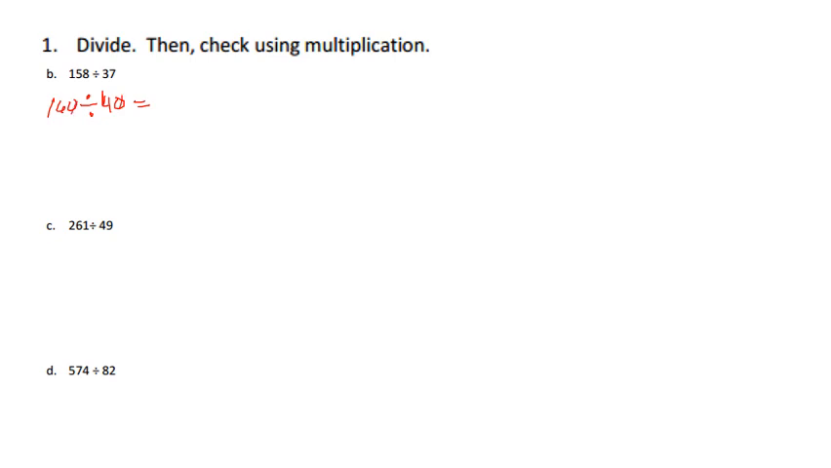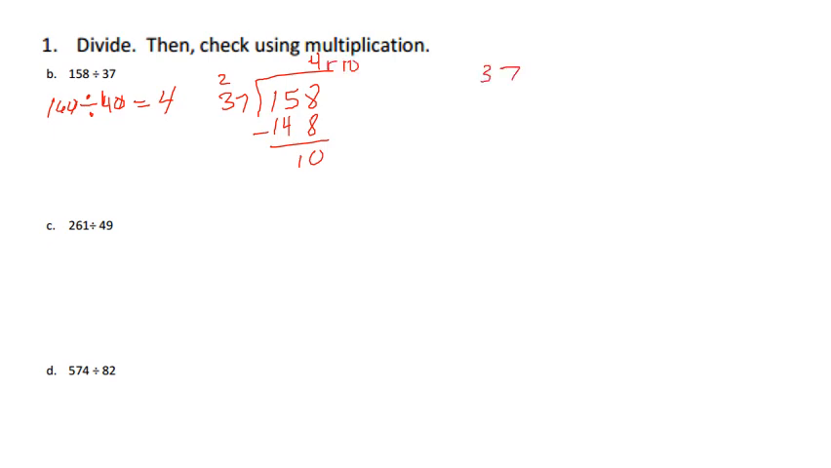Now 160 divided by 40 would be the same as 16 divided by 4, so it would be 4. So now let's take 158 and divide that by 37. We're going to start with our estimation of 4. 4 times 7 is 28. Carry 2. 4 times 3 is 12, and 2 is 14. So we end up with a remainder of 10.